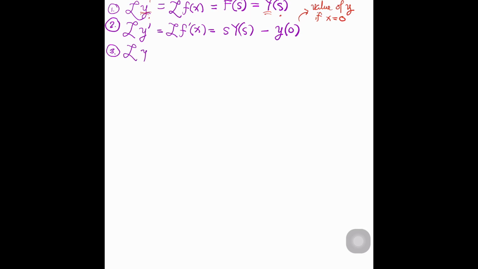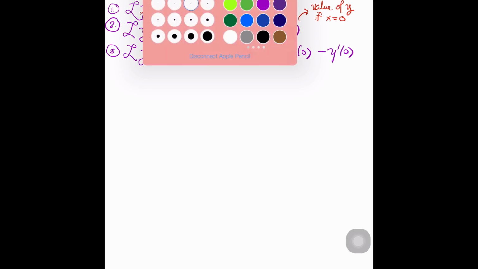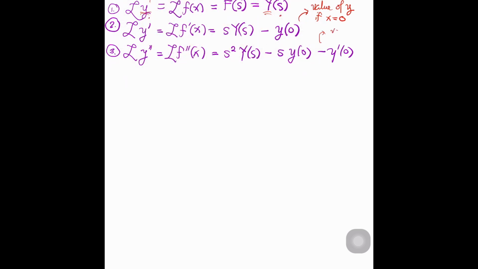Next is the Laplace of y double prime. So we'll be using s domain, x domain. Y double prime of x equals s squared y of s minus s y of 0 minus y prime of 0. So what does y prime of 0 mean? That is the value of the first derivative if x equals 0.